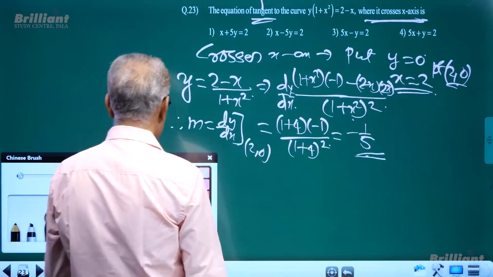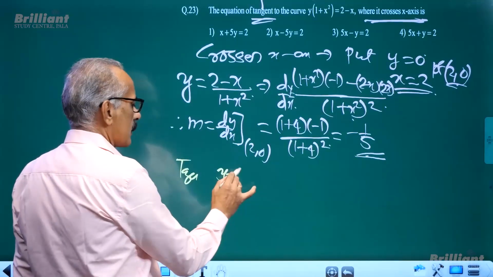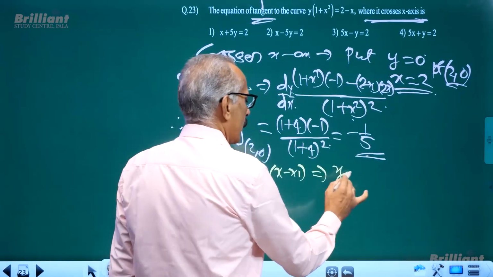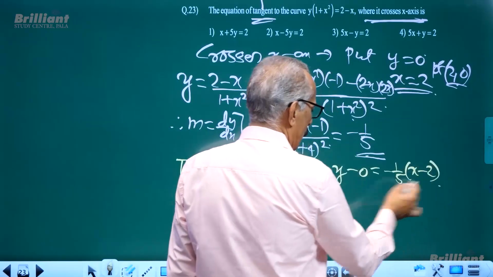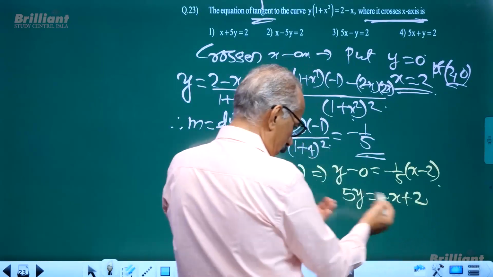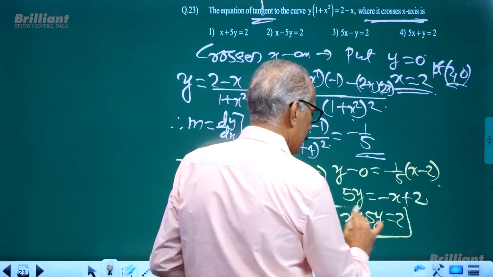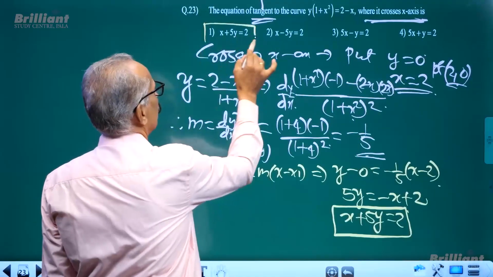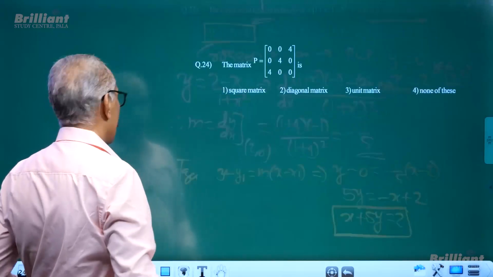What's the formula for the equation of the tangent? Equation of the tangent is y minus y1 is equal to m into x minus x1. Come on, substitute. y minus y1, 0, equal to m, which is minus 1 by 5, into x minus 2. Let's cross multiply. 5y equal to minus x plus 2. Take it to this side. x plus 5y equal to 2, or x plus 5y minus 2 equal to 0. That's the first option, x plus 5y is equal to 2. Okay, we'll move on to the next question.